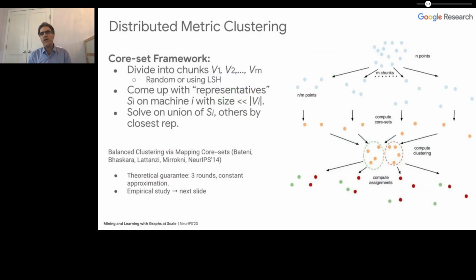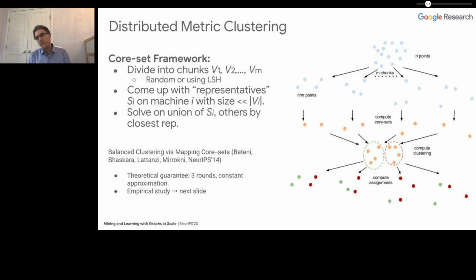The idea we apply is similar to what I described in the composable coreset slide. We divide the data, either randomly or using a locality-sensitive hashing technique, into pieces. We solve the clustering problem on each piece. We get a number of candidate centers, then we combine those, and then we solve the problem on the union of those representatives. So that will give us a good set of centers for the k-center and k-median problems.